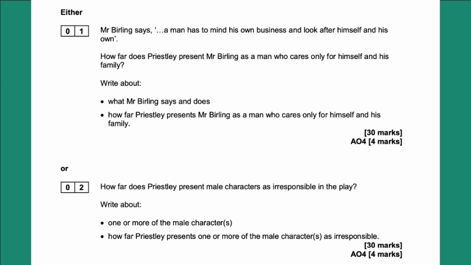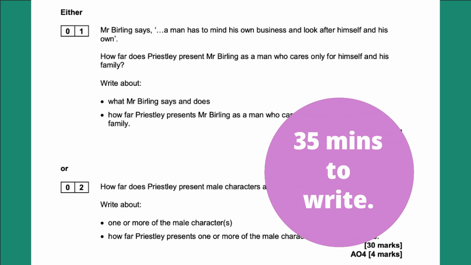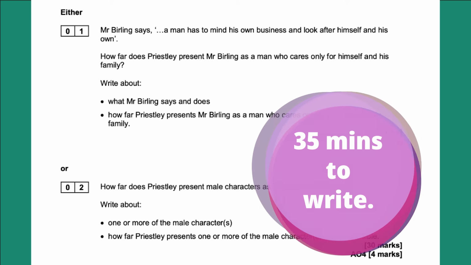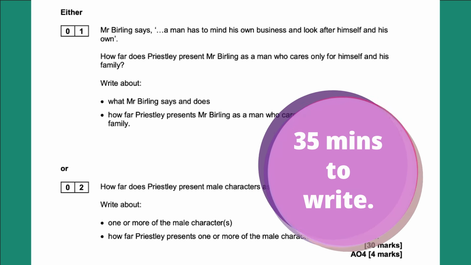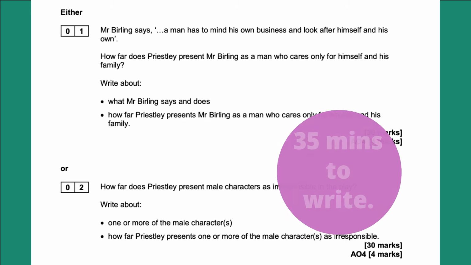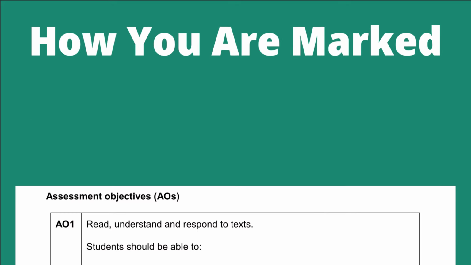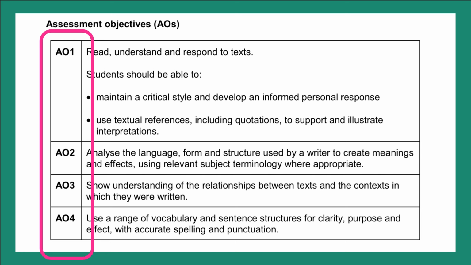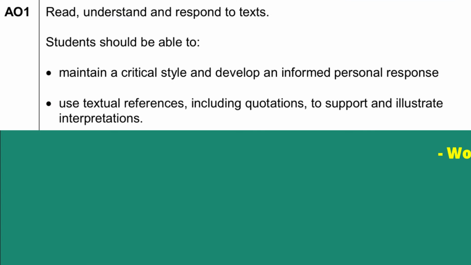Once you've created a simple plan, you should have about 35 minutes to write your essay. Remember to keep looking back over what you've written to check you are focusing your answer on the specific question that's being asked. This brings me onto the mark scheme. Section A uses 3 main criteria, which are called assessment objectives, or AOs for short. Each objective measures a specific skill you are required to show. AO1 is worth 12 marks out of 34.